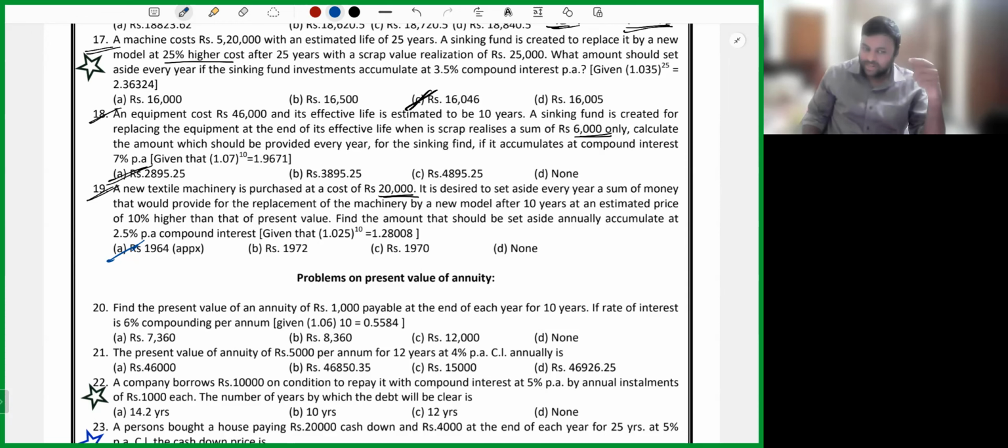Now, let us start, my dear friends. Let us start problems on present value of annuity. They're quite simple.